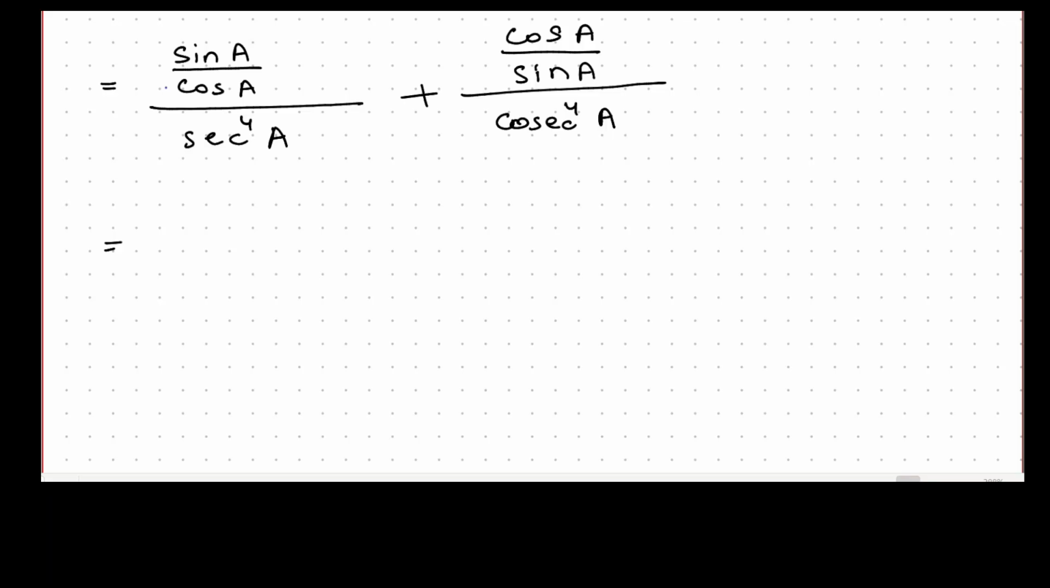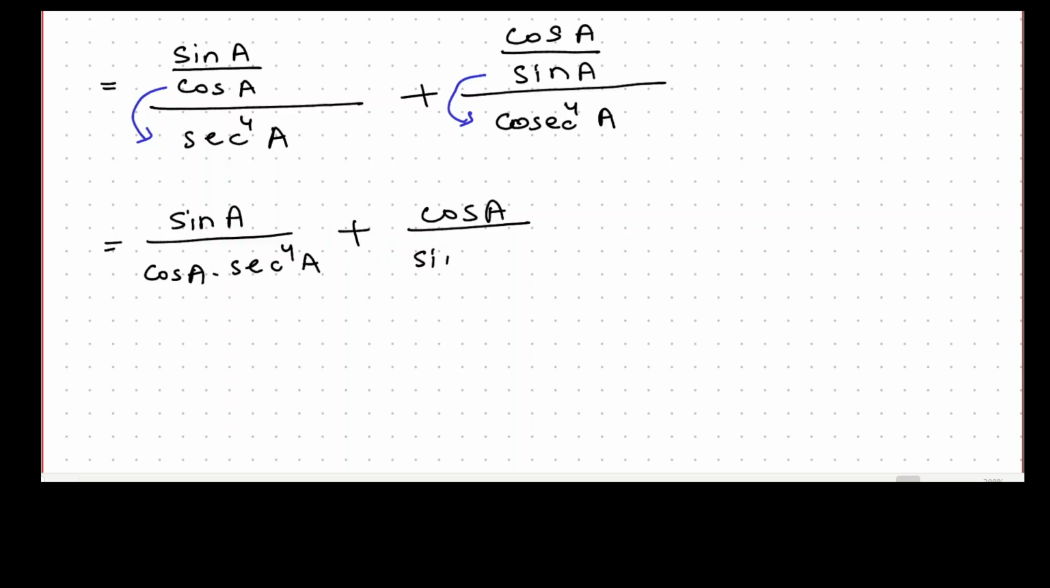Now this cos will come down and this sin will also come down. So this will become sin a upon cos a into sec raised to 4a plus cos a upon sin a into cosec raised to 4a.